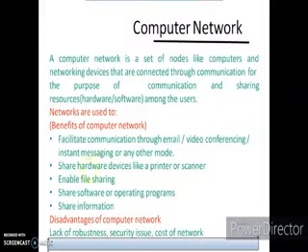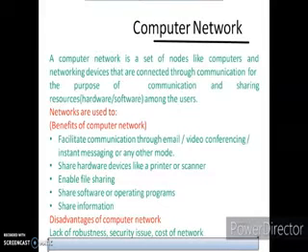Now there is a term called nodes. Individual computers or connecting devices are known as nodes. Now what are the basic benefits of a computer network? It facilitates communication through email, video conferencing, instant messaging, or any other mode. If I take today's scenario, due to lockdown, we are not able to attend school. So we are studying over the internet through these videos, and I am uploading the videos and you are getting the videos everywhere.